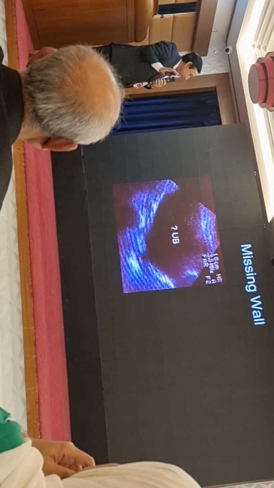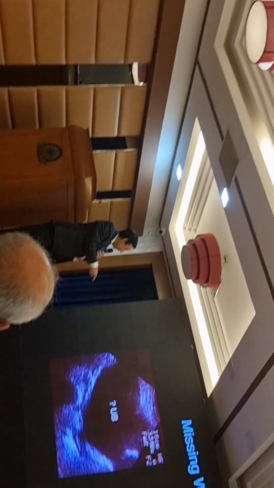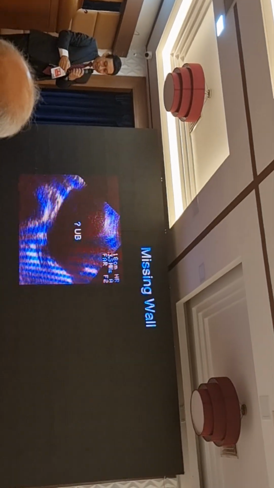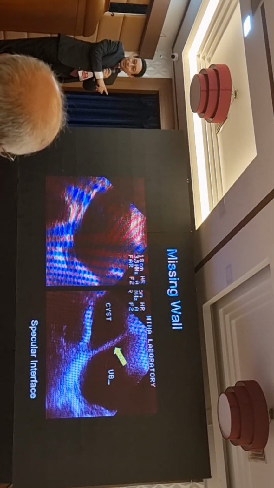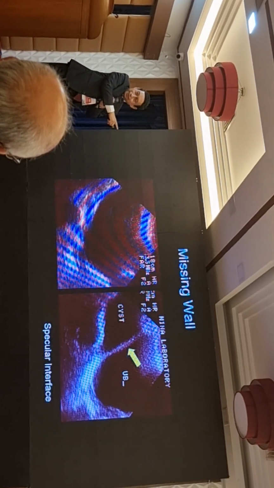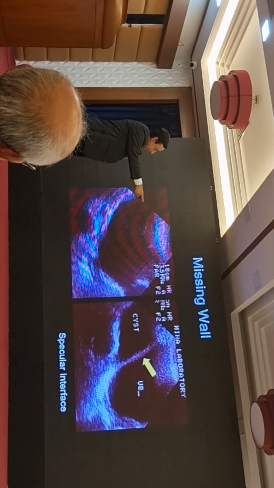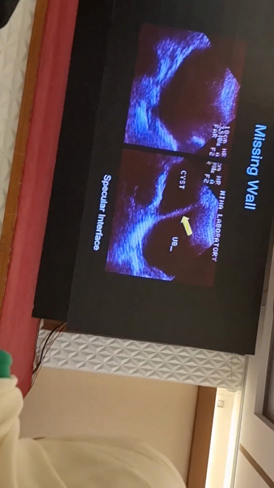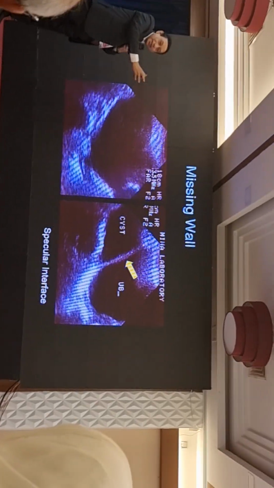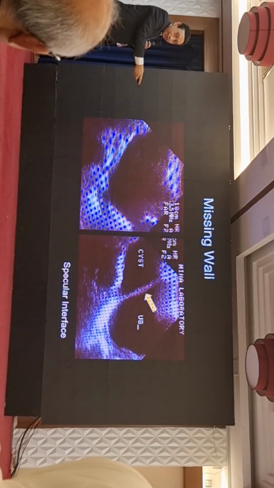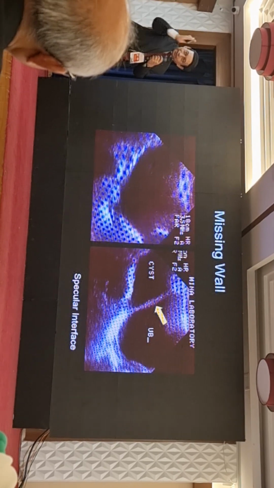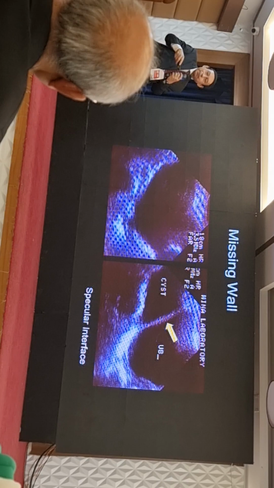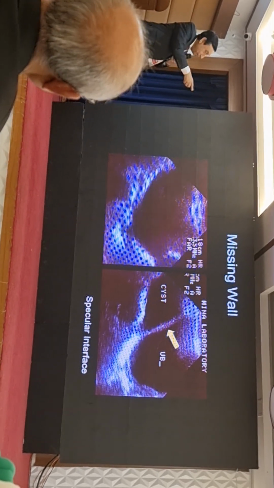And here another one, missing wall. You see, what is it? This is the urinary bladder, very clear cut. But actually the total thing is not urinary bladder. There is the urinary bladder, and at the side of the urinary bladder there is a cyst, an ovarian cyst, and in between, the wall is missing. That is a specular interface. When the surface is in the line of the ultrasound beam, then the surface may be missing. This is called missing wall artifact.